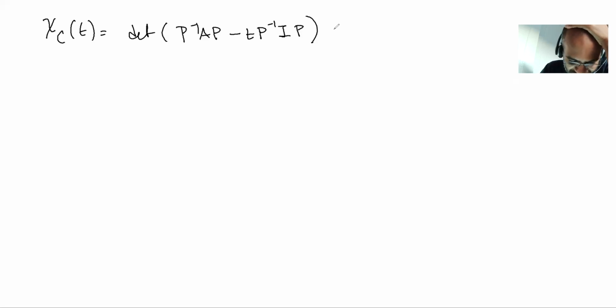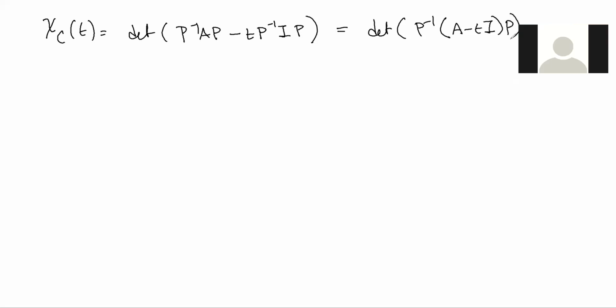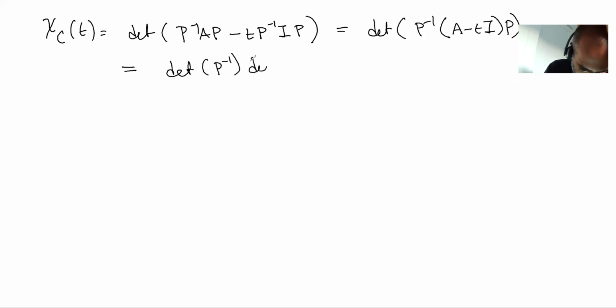I've written it this way to be very suggestive. You can factor out P inverse and P. This is P inverse times (A minus D times identity) times P. That's why I threw in the P inverse P. Okay, but now I'm going to use properties of determinants. This is equal to the determinant of P inverse times the determinant of A minus D identity times the determinant of P.